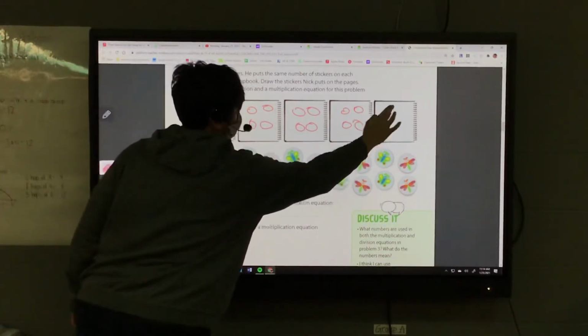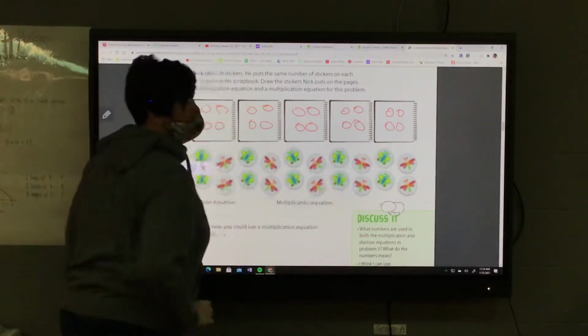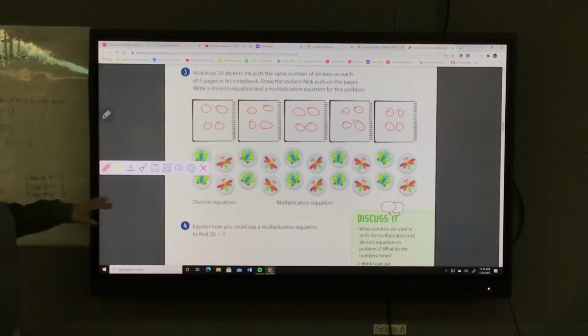My stickers look better than theirs do. Agree? I'm a great sticker drawer.